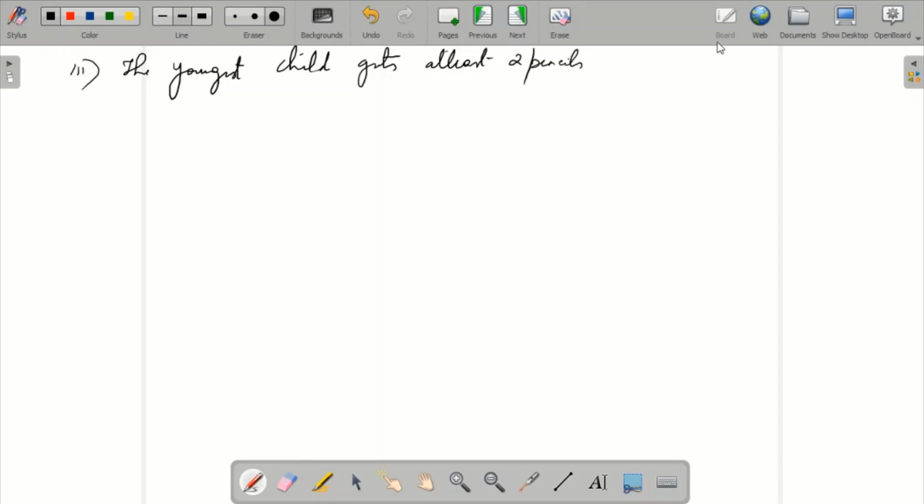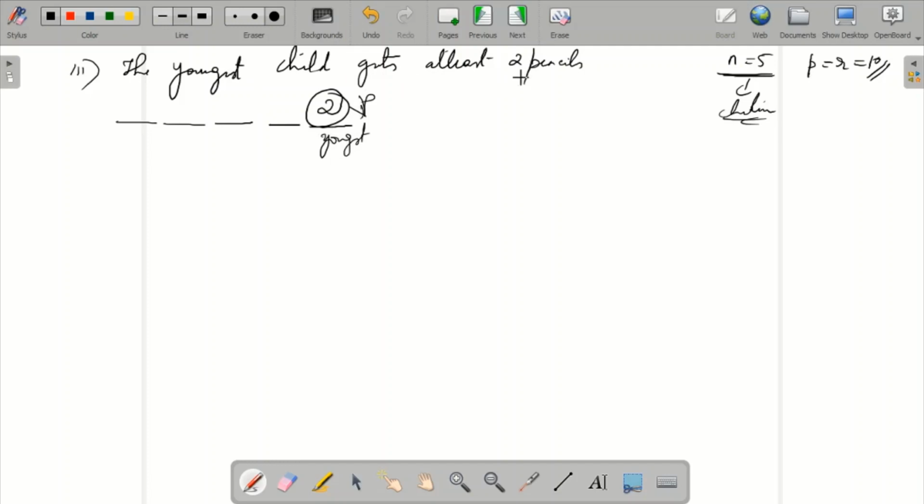So in the question we have n is equal to 5, that is children, and the pencils are r, so that is equal to 10. Okay, n is equal to 5 means 5 children. So in the third question he has given us the youngest child gets at least 2 pencils. For example, if this person is youngest, he is given 2 pencils. At least means he should get 2 pencils. So remaining is 8 pencils.